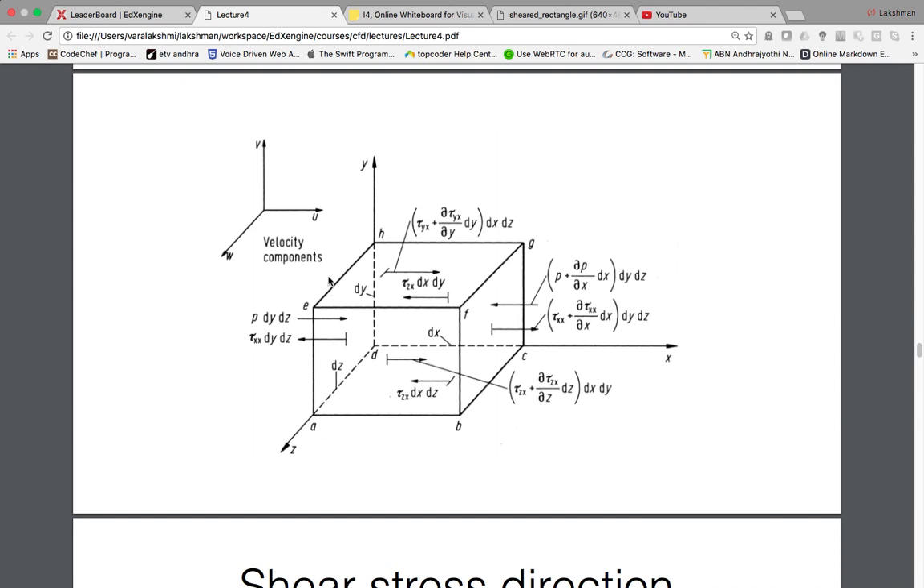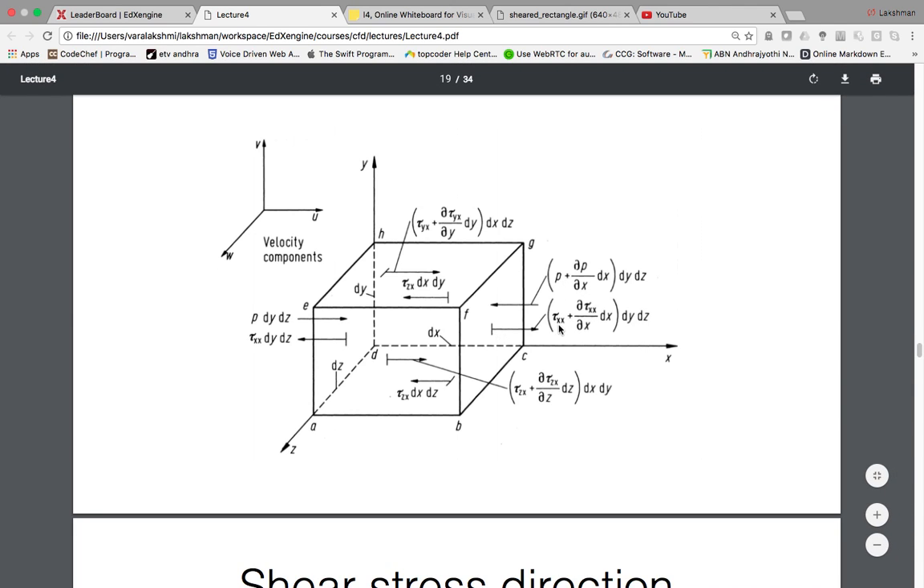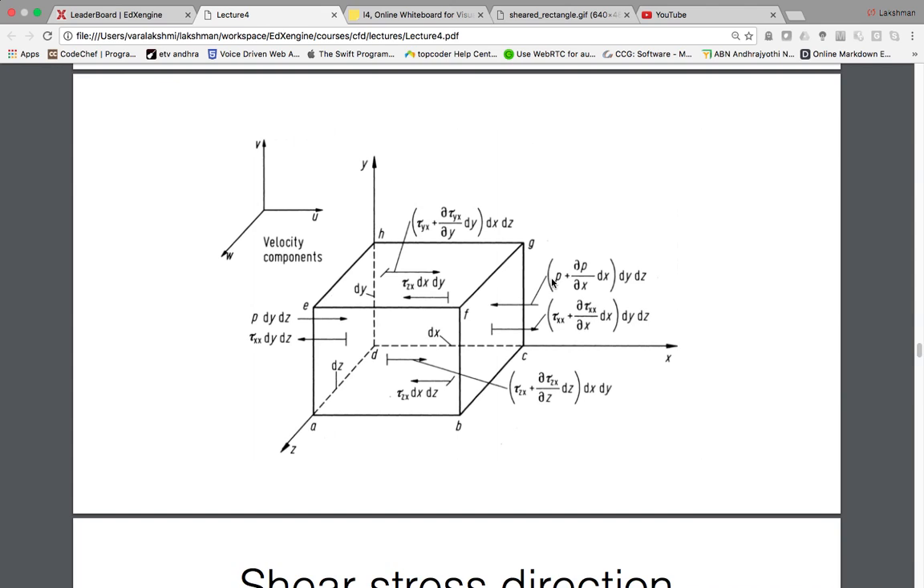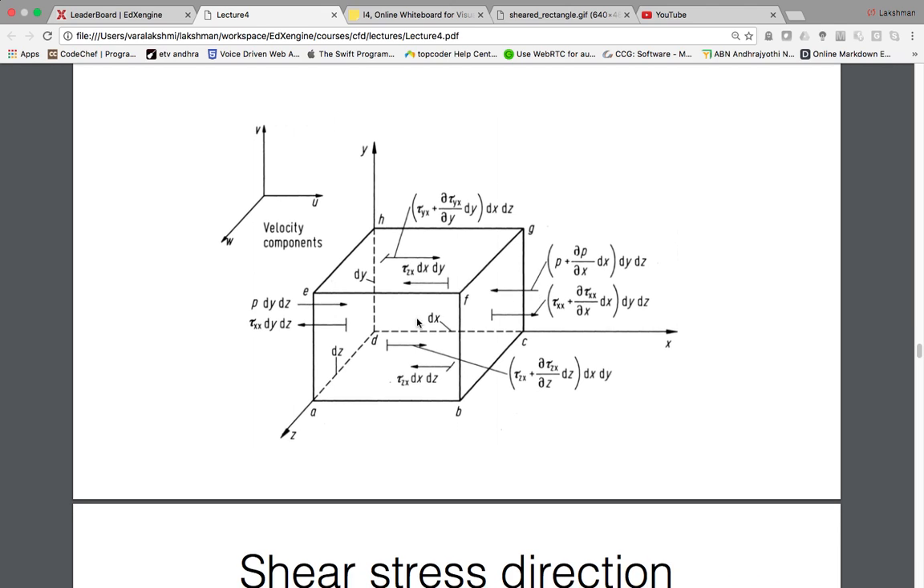So now in this figure, all surface forces pointing along the x direction are being mentioned here. All surface forces means pressure force, normal stress, and shear stress. Body force is not mentioned here. Body force is gravity, and it is not mentioned here. So now since we have mentioned all the surface forces acting along the x direction, let's make a force balance.